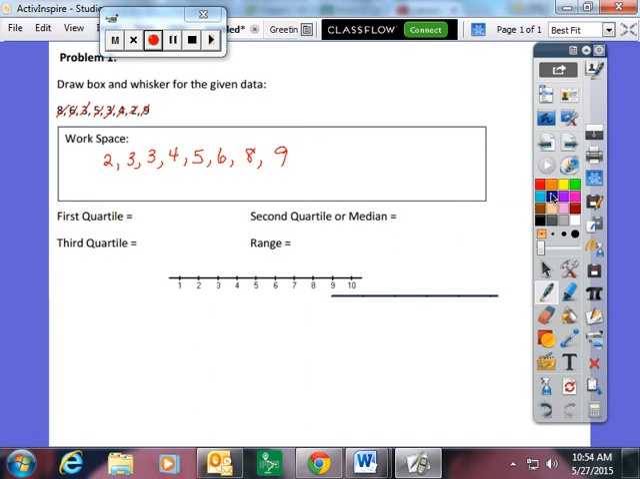Okay? So after you've ordered the numbers from least to greatest, the first thing to do when creating a box and whisker plot is to find the median. So I always encourage my students to go from the left to the right, until they get to the middle. In this instance, I have 2 middles.